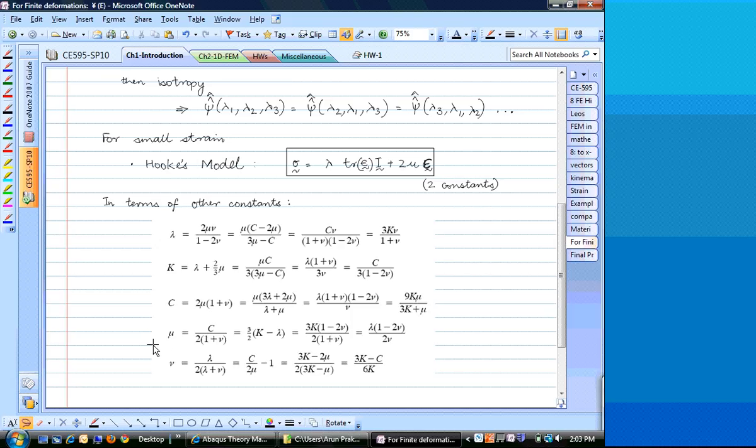And another way of doing some experiments is with K and G. Now G is equal to mu. K is the bulk modulus, G is the shear modulus. So using those relationships, you can calculate lambda and mu, and then this finally gives you a relationship between your stress and strain. Okay. All right.